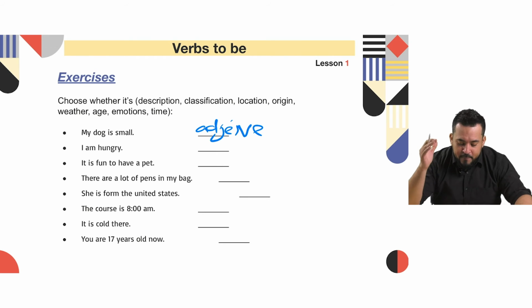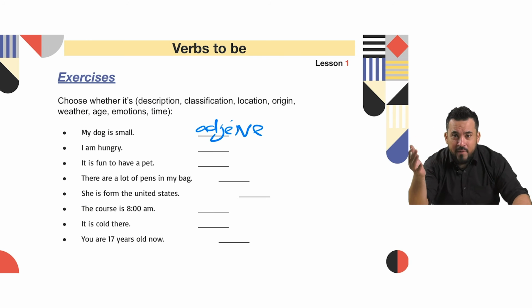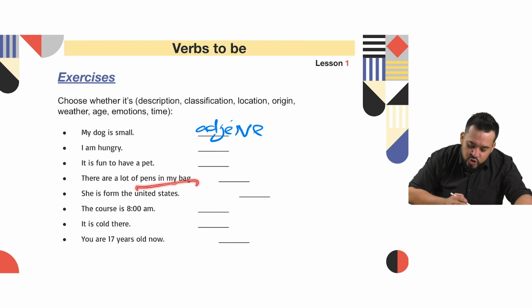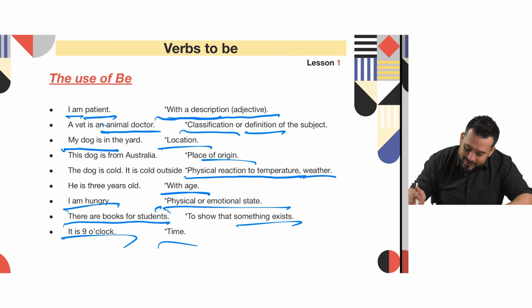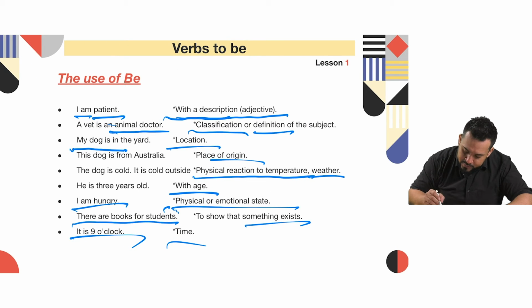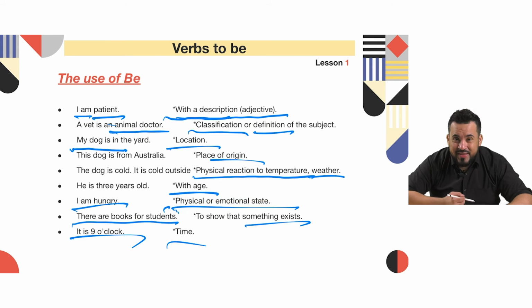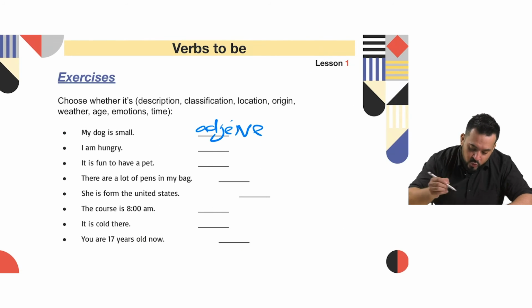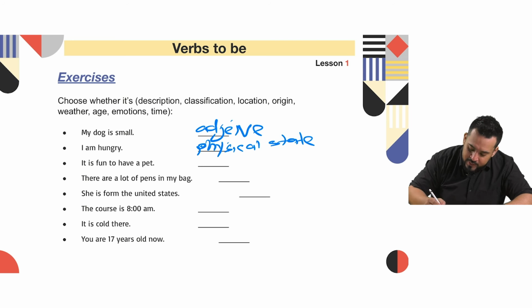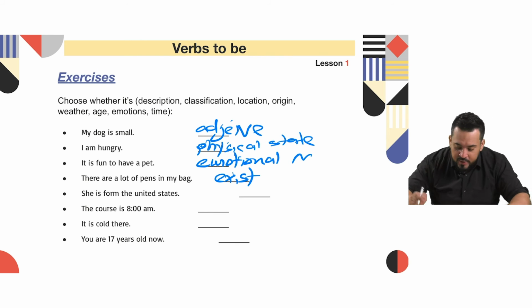There are a lot of pens in my bag. So which one is that? That is something that exists. Oh, we're not writing. I am hungry: this is a physical state. And it's fun to have a pet: this is an emotional state. This is my feelings. And there are pens in my bag: exist. All right, let's move on.